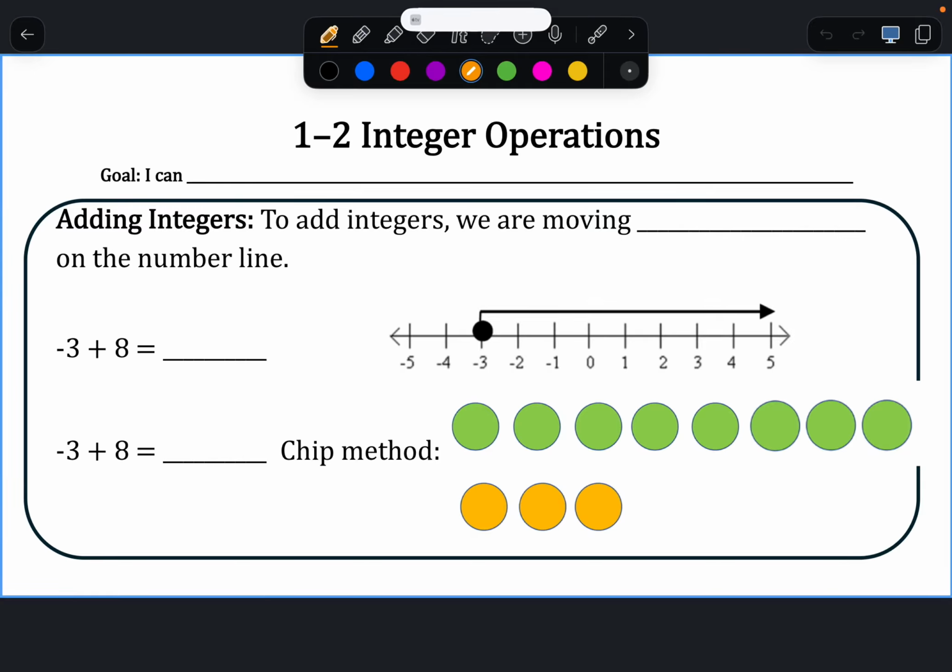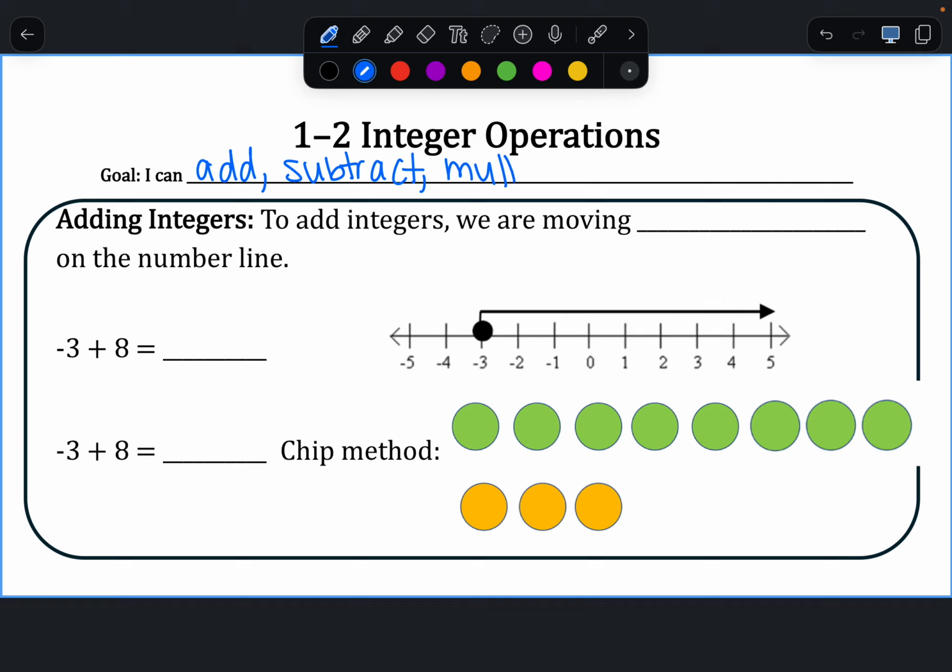In the top ones and negative signs in the bottom ones. Okay? So we're going to use chips to model this problem. You have 8 positive chips and 3 negative chips. What happens if I ask you to take -1 and add 1? What do we get? 0. -1 plus 1 is 0.